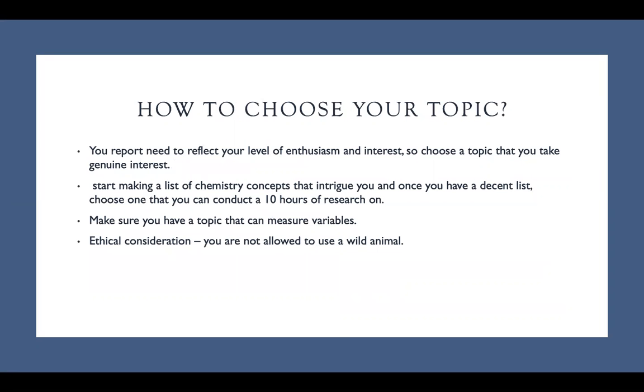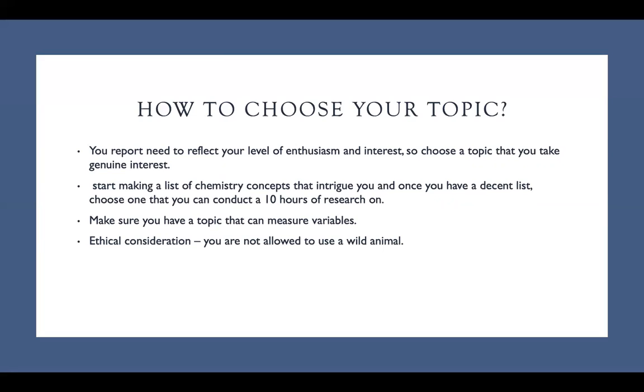How to choose your topic. Your report needs to reflect your level of enthusiasm and interest. So choose a topic that you take genuine interest in. Start making a list of chemistry concepts that intrigue you, and once you have a decent list, choose one that you can conduct 10 hours of research on.